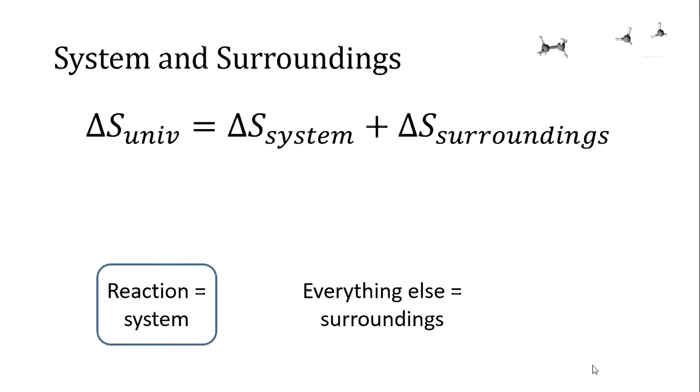In chemistry, we usually define the system to be the reaction. Those molecules which are undergoing the chemical change are the system. Everything else, the solution they're in, the glassware that's holding that solution, the stir plate that beaker is sitting on, the lab, the chemist, everything else is the surroundings.